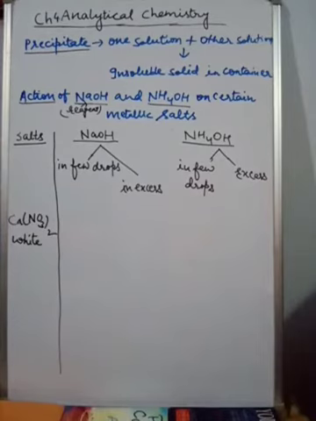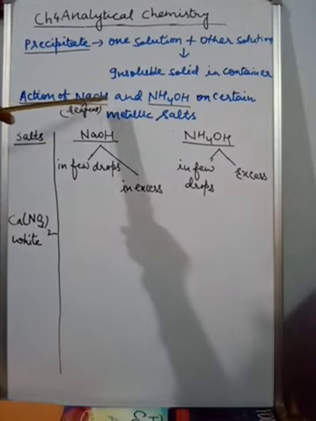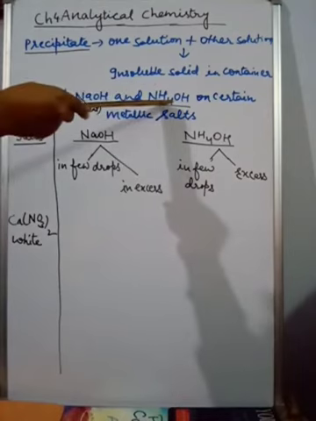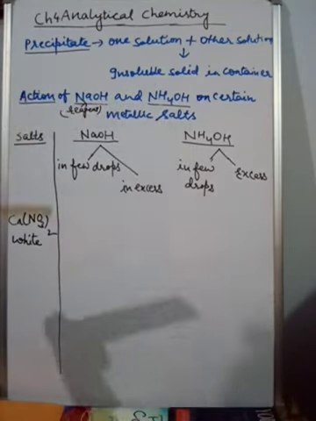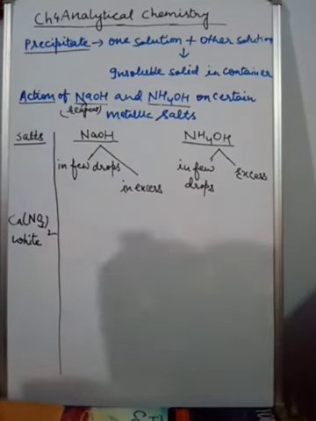In qualitative analysis, mainly what we are doing is identification of a given unknown sample with the help of a chemical test with a reagent. What is the reagent, children? You already know the chemicals which are used in the laboratory to react with other substances. So in this module, we are mainly going to discuss sodium hydroxide and ammonium hydroxide, the action of sodium hydroxide and ammonium hydroxide on certain metallic salts.